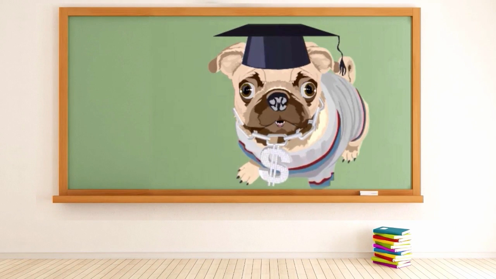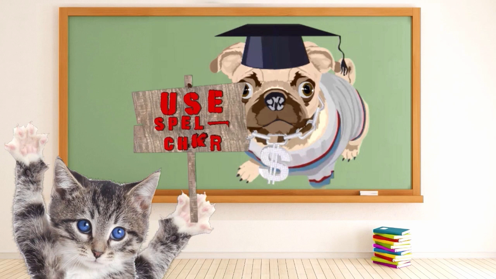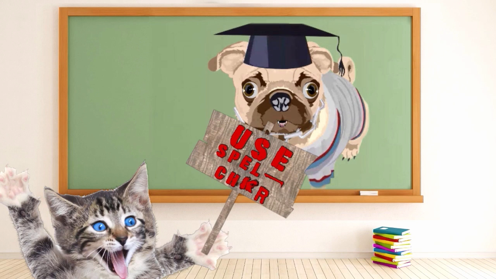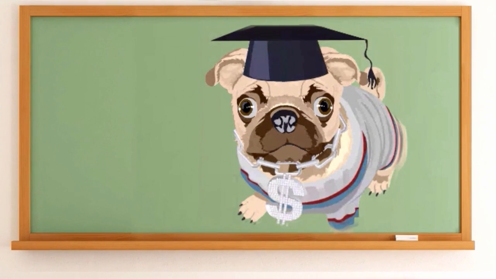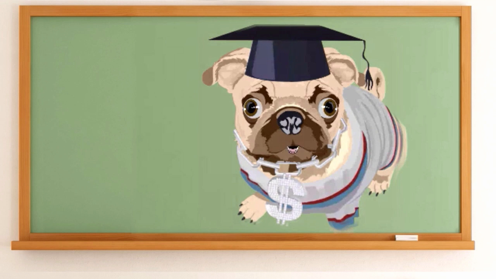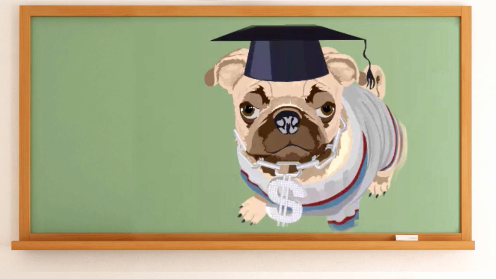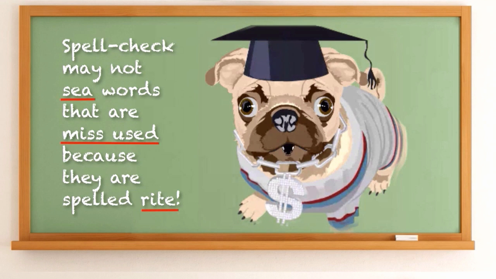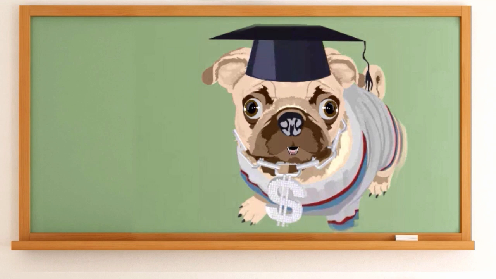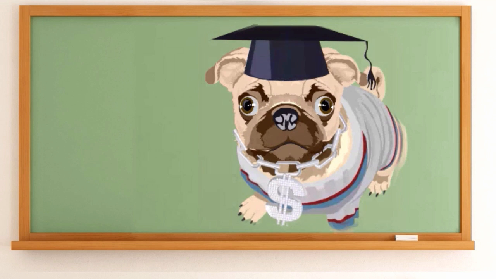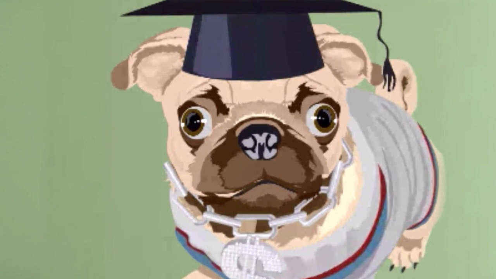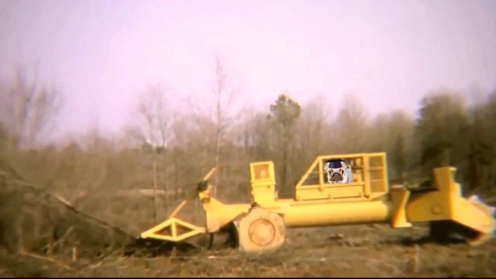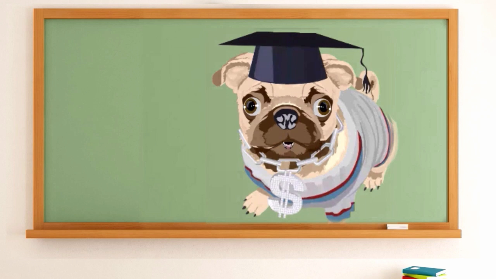So, what do you need to do? Use a spell checker on your computer? Yes, absolutely. But that spell check feature may not be completely reliable. Spell check may not see words that are misused because they are spelled right. Why not simply read through your essay just for spelling? You could even print it out first, if you don't like trees. You could even read it aloud.